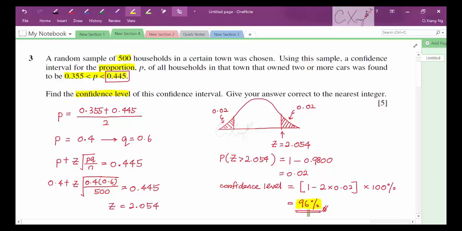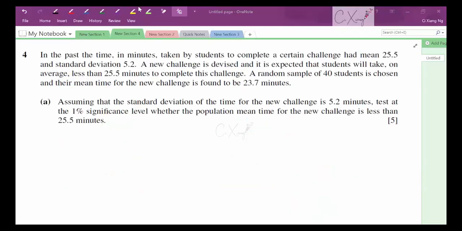So this is how we answer question number 3. Now we come to question number 4. In the past, the time in minutes taken by students to complete a certain challenge has a mean of 25.5 and a standard deviation of 5.2. Thus, a new challenge is devised, and it is expected that the students will take on average less than 25.5 minutes to complete this challenge. The keyword less than gives us an idea to form the alternative hypothesis. Less than means smaller than, no equal sign. Therefore, it helps us form the alternative hypothesis: less than 25.5 minutes to complete the challenge.